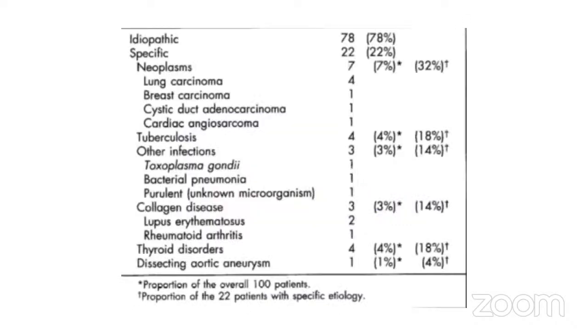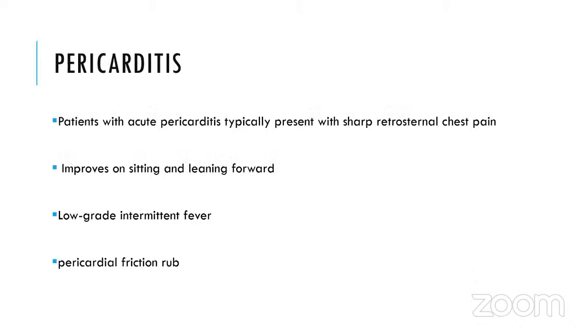This table lists the causes of acute pericarditis. The most common cause is idiopathic. Usually, most cases are attributed to a viral cause. However, there are some specific causes, some neoplasms, some carcinomas, some angiosarcomas. They may cause pericardial effusion. TB can cause pericardial effusion and pericardial constriction. And as we said, rheumatoid arthritis, thyroid disorders, SLE, they all can cause pericarditis.